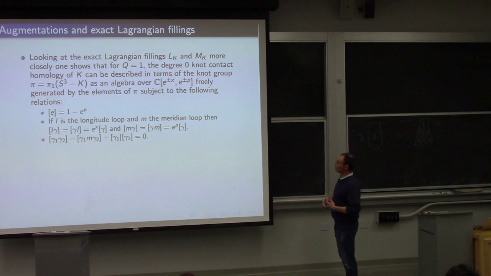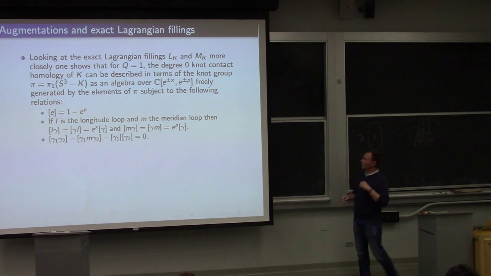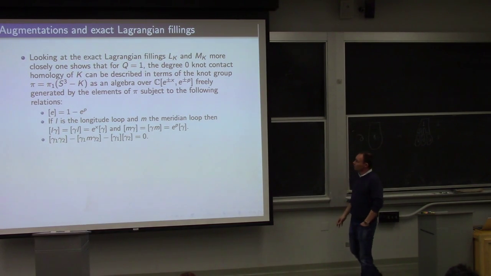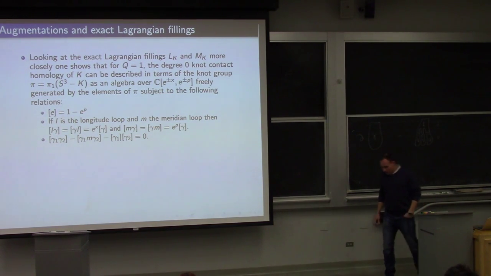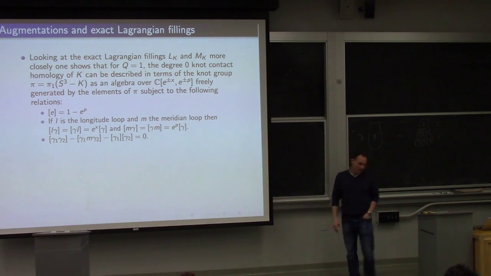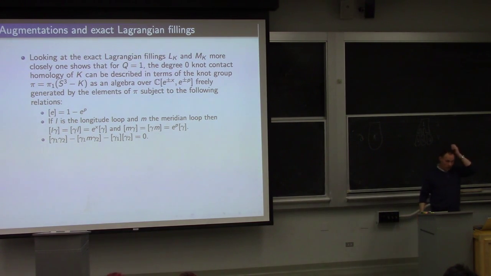polynomial for q equals 1 in terms of the knot group, or representation of the knot group. So the upshot here is that one can actually compute the degree 0 knot contact homology in terms of the fundamental group of the complement.